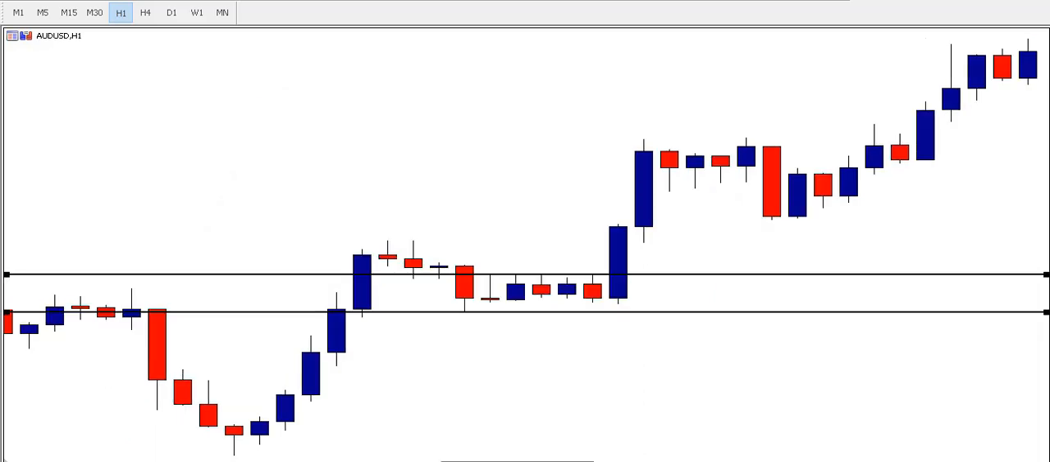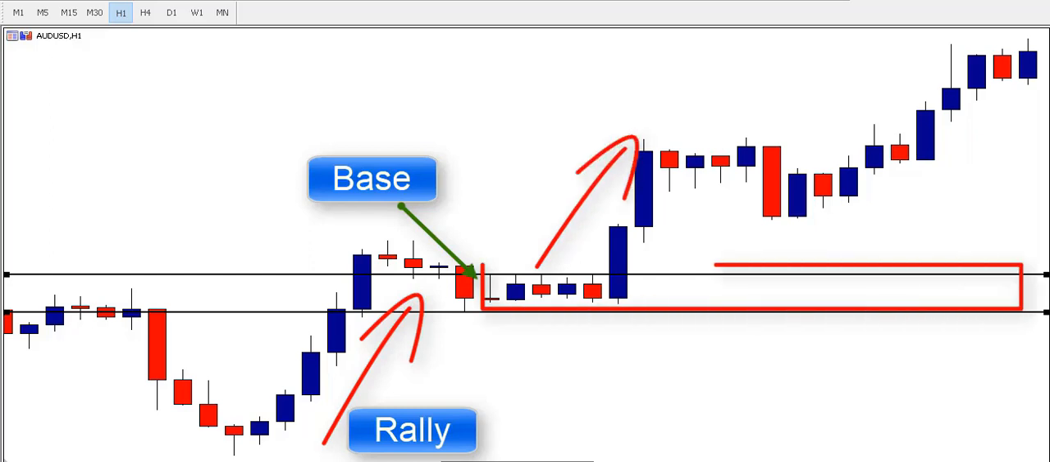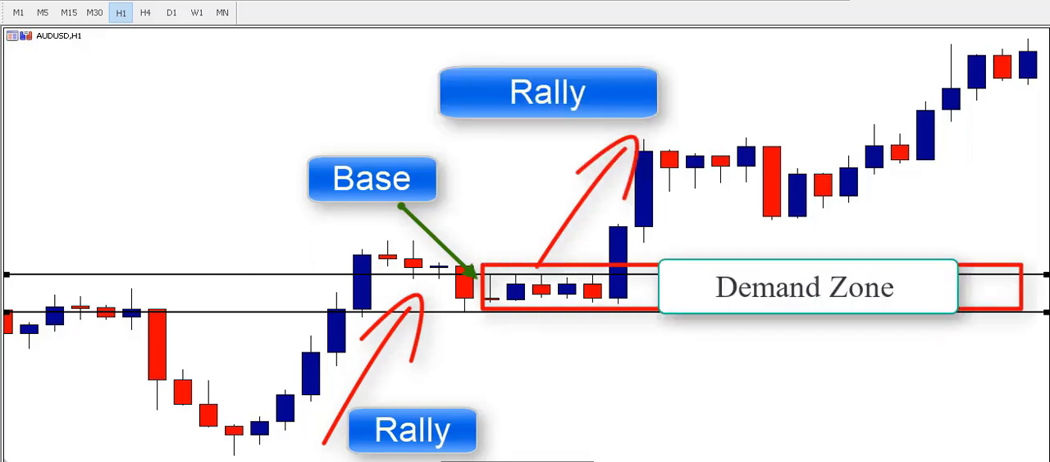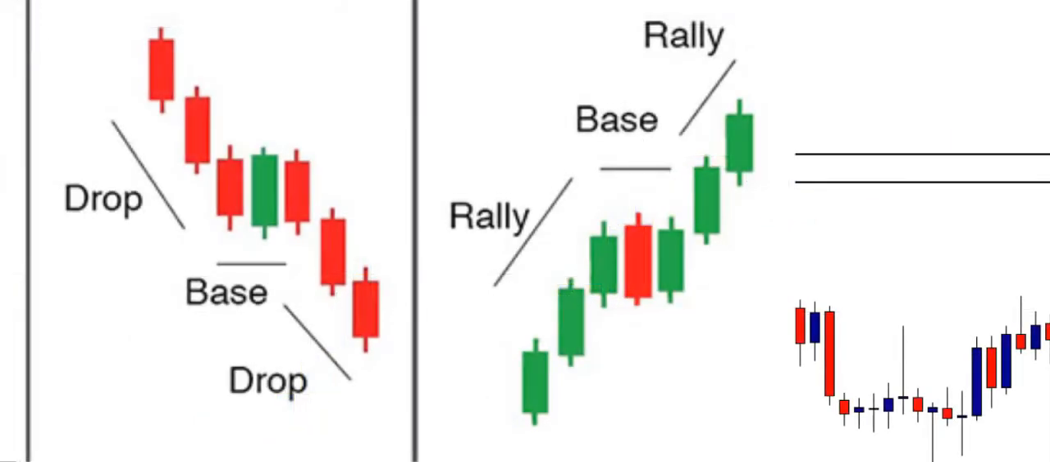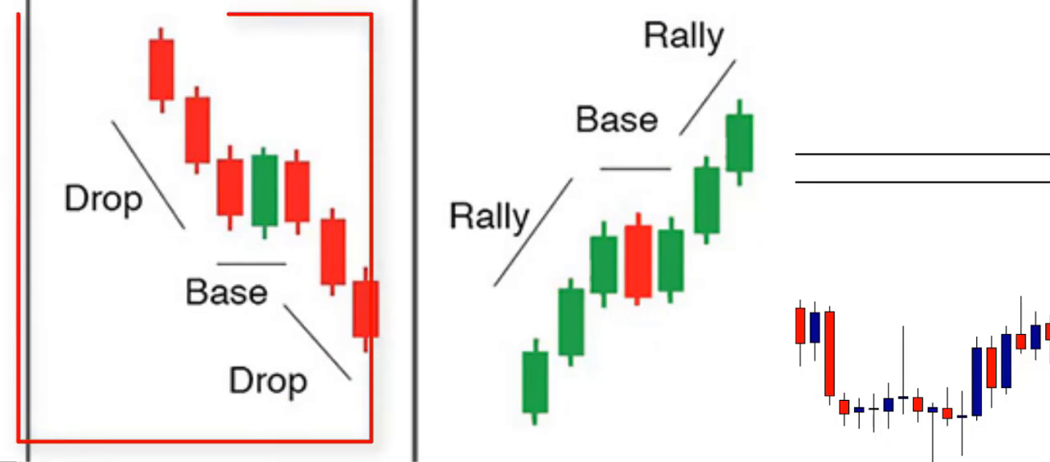Let's look at another example. As you can see here, this is a rally followed by a consolidation and another rally that creates the demand zone. A rally-based rally is a continuation pattern that formed during an up move. The first rally is a move up, followed by a small consolidation, and followed by another move up that creates the demand zone.